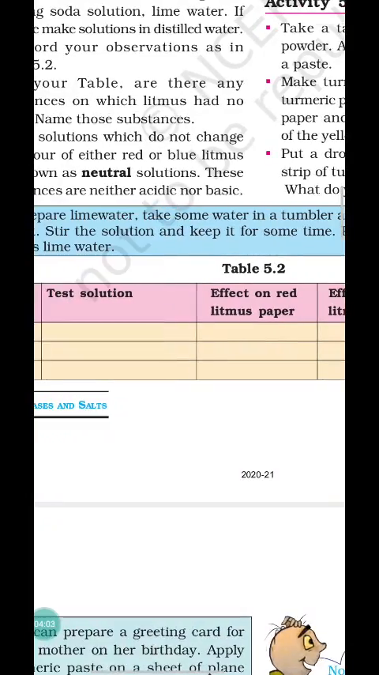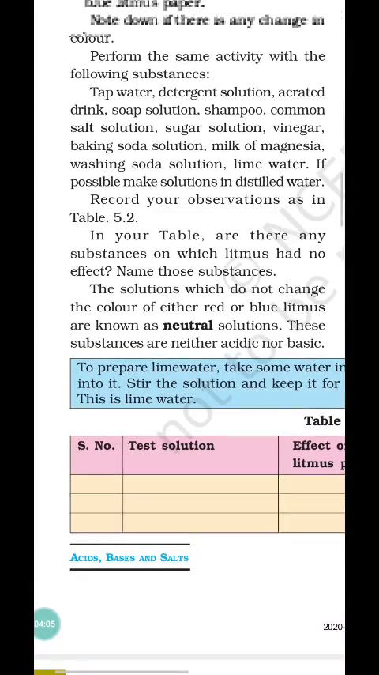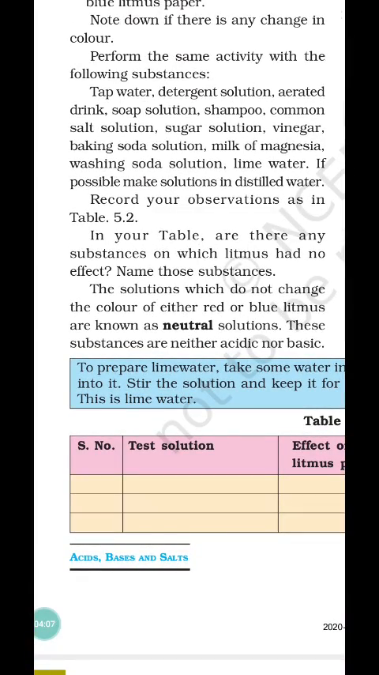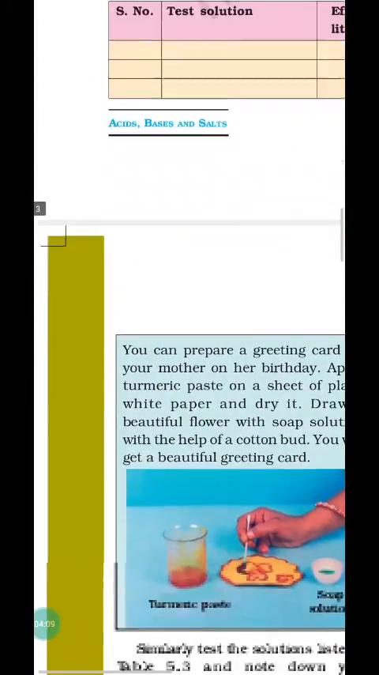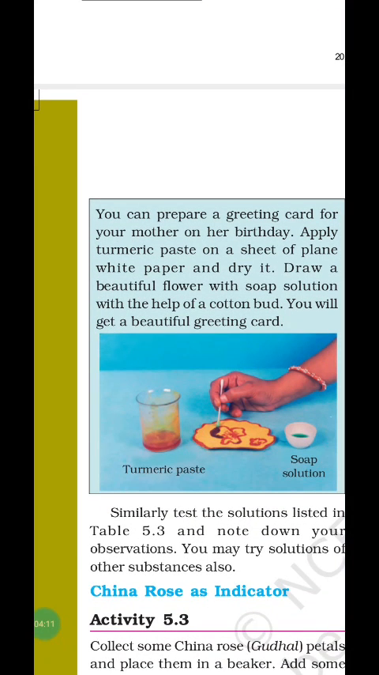See the preparation of a beautiful greeting card using turmeric solution. What is the instruction given? We can prepare a greeting card with the help of turmeric paste. Apply the turmeric paste on a sheet of white paper and dry it.